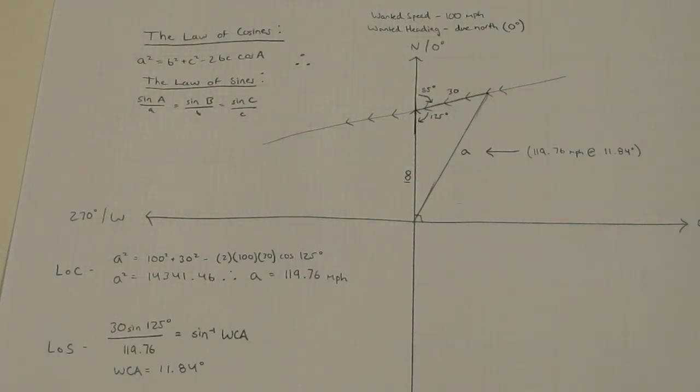Since we're heading due north, we don't have to subtract our wind correction angle from any other angle. In order to counteract the fan, I have to adjust my course accordingly, traveling 119.76 miles per hour at 11.84 degrees. Let's go.